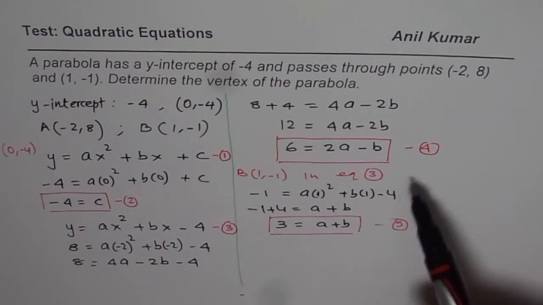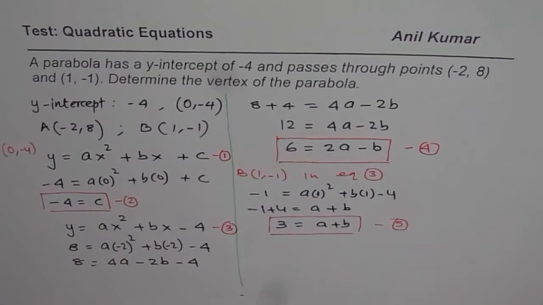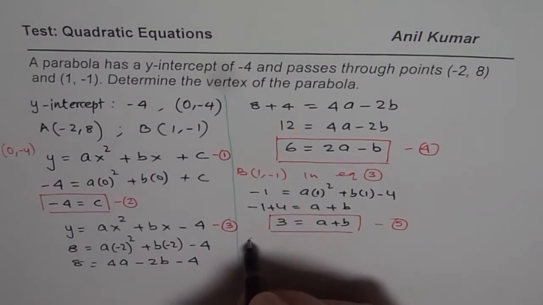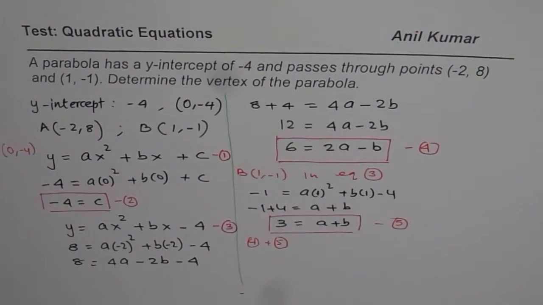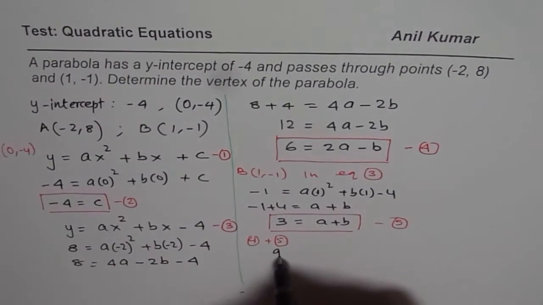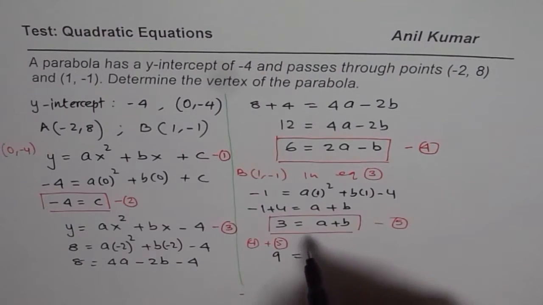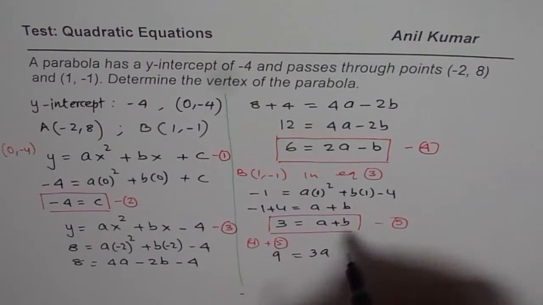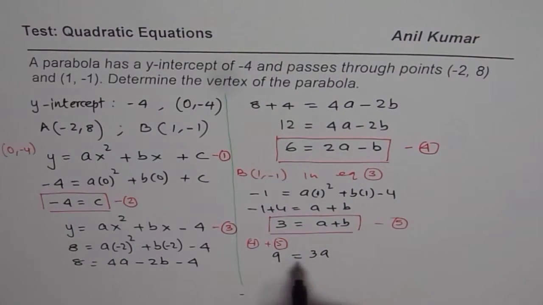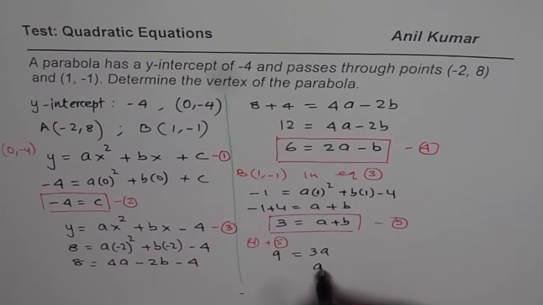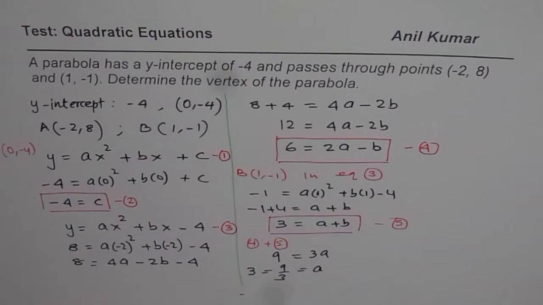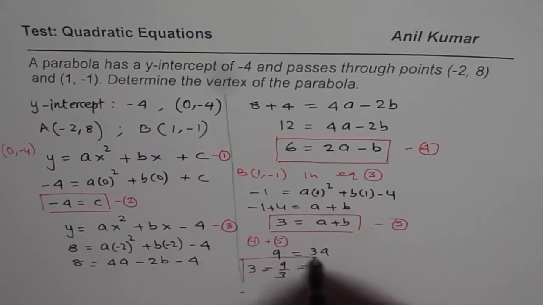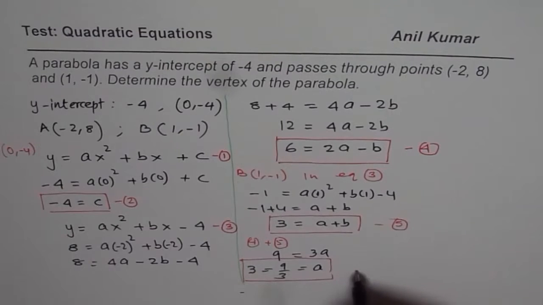Now from equations 4 and 5, you can calculate both a and b. So if I add equation 4 and equation 5, what do I get? 6 plus 3 is 9 equals 2a plus a, which is 3a, and -b plus b is 0. So we get 9 equals 3a, or a equals 9 divided by 3, which is 3. So we get the value of a also, right? So a equals 3 becomes our sixth equation.